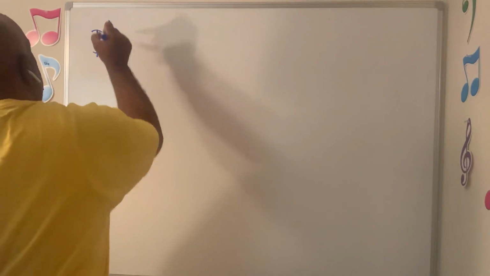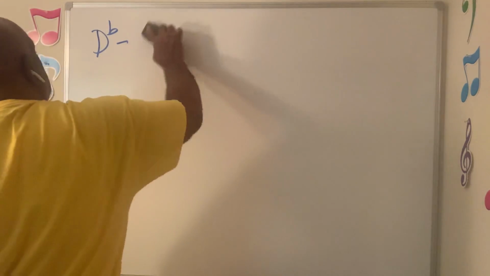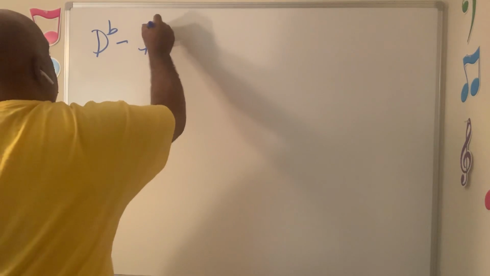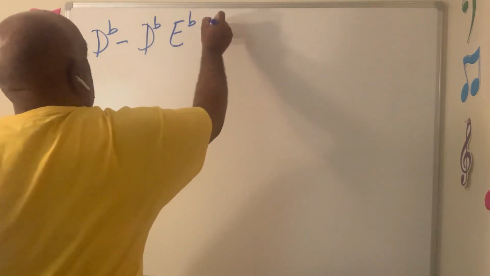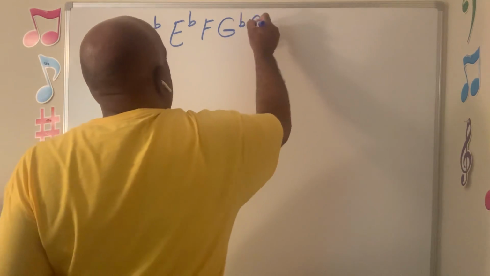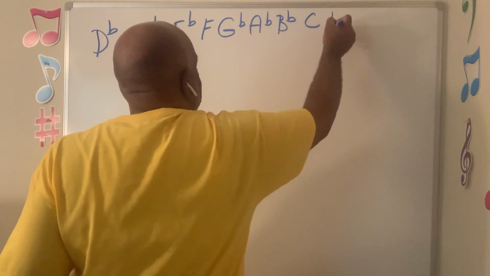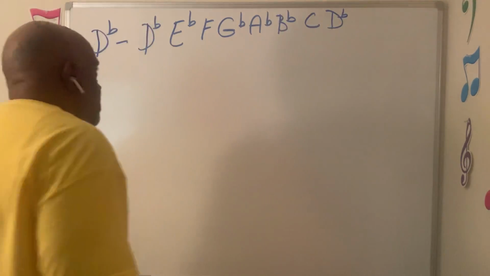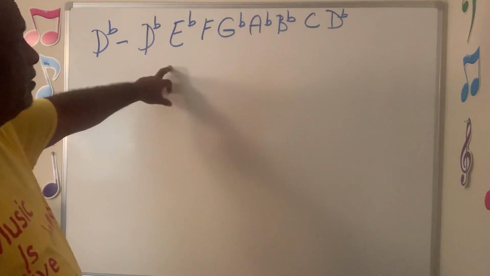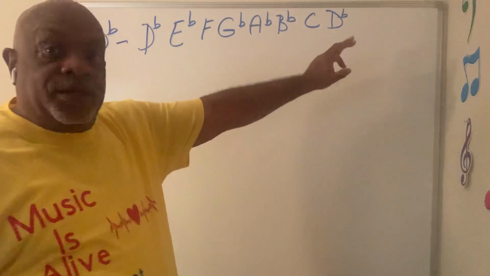All right, D flat. Here we go. D flat, E flat, F, G flat, A flat, B flat, C, and back to D flat. That's the D flat major scale. It has 5 flats: D flat, E flat, F, G flat, A flat, B flat, C, and then back to D flat.